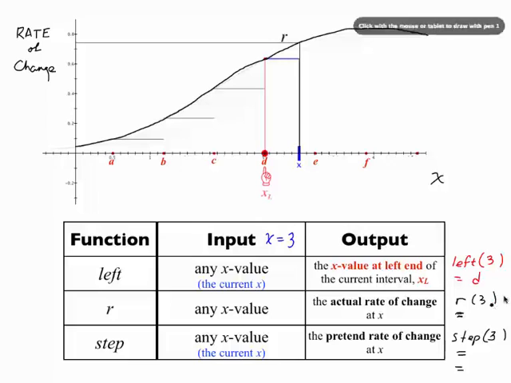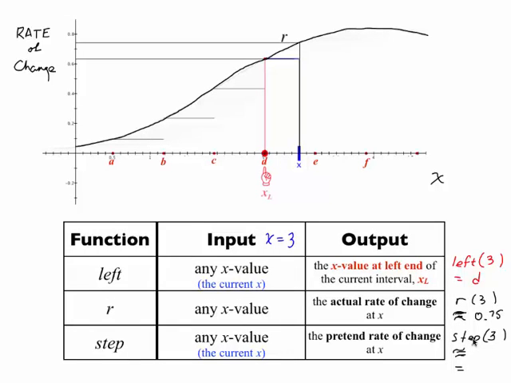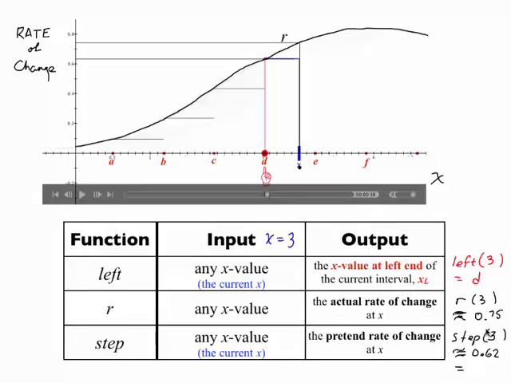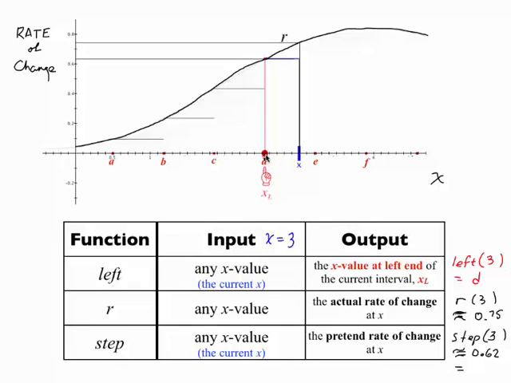So it's about 0.75? Yeah. All right, what about step of 3? About 0.62? Yeah, about 0.62. How can we represent it exactly? R of D. It's the rate at the left, at D, R of D.